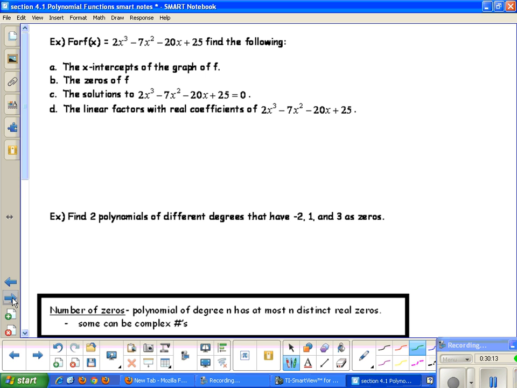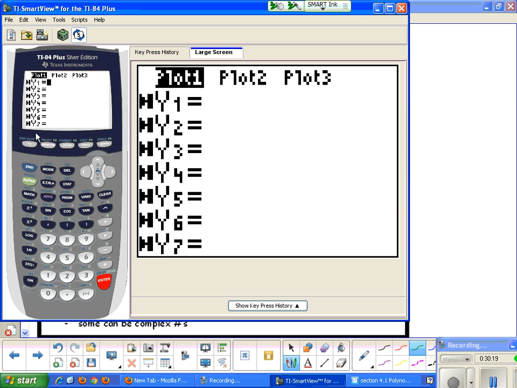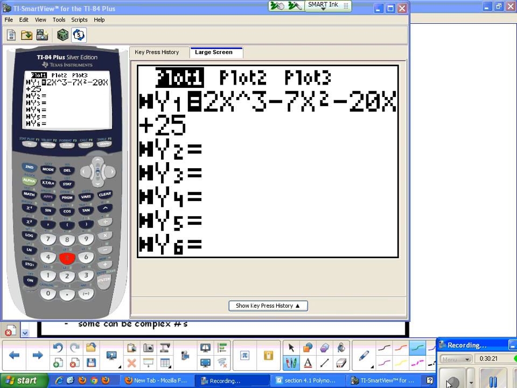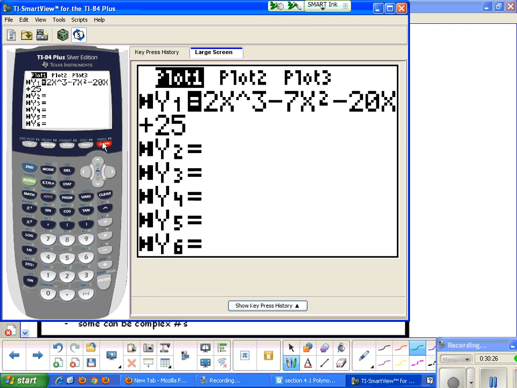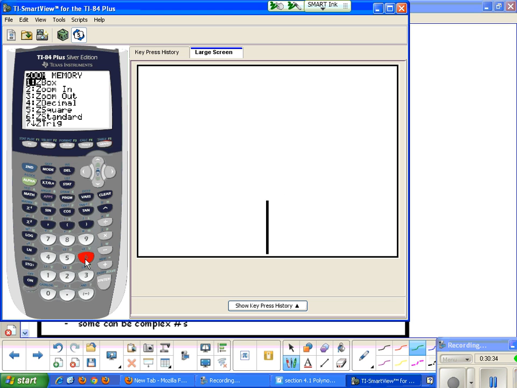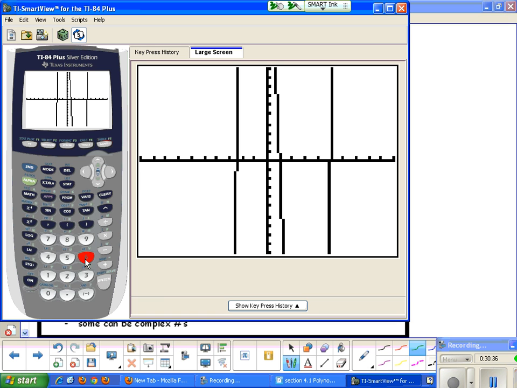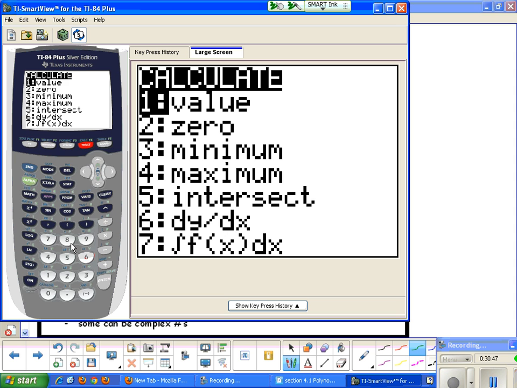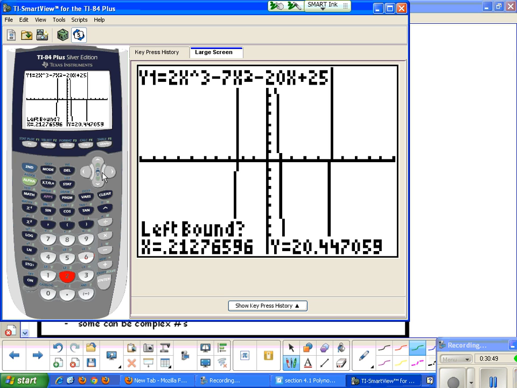So the x-intercepts of the graph, the easiest thing to do would be to first go ahead and plug this into my calculator. I'm going to pause it. Now that I have the equation in my y equals, I can go to my graph, and I'm going to hit zoom 6 to get a better look at the window. And I can see my 3 x-intercepts here. So second trace, I'm going to calculate my zeros, which is number 2.